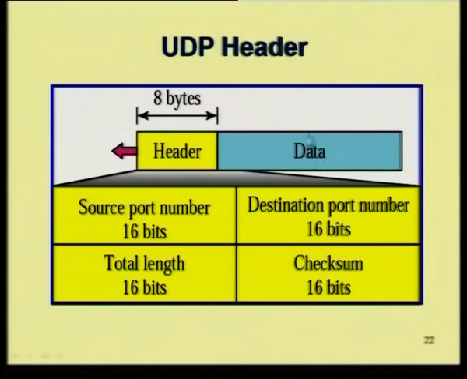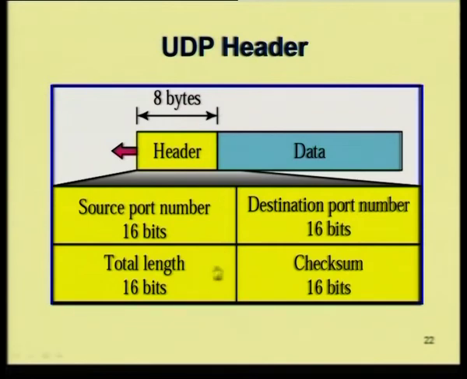Now coming to the UDP header, if you look at what the header looks like, it will have four different fields. A UDP packet will have a header followed by data, and the header itself will consist of these four fields. As we saw, two of these fields are the source port number and the destination port number. The other two fields are a total length field and a checksum field. We just saw the significance of the port numbers. The length field specifies the length of this particular packet, and the checksum, as in the case of IP, is used for error checking.